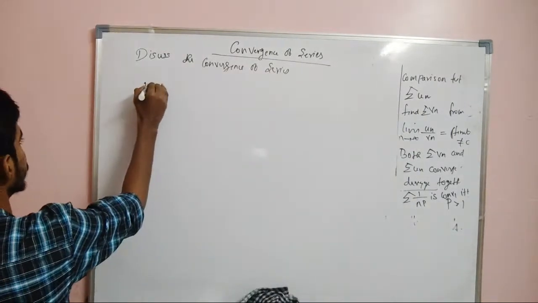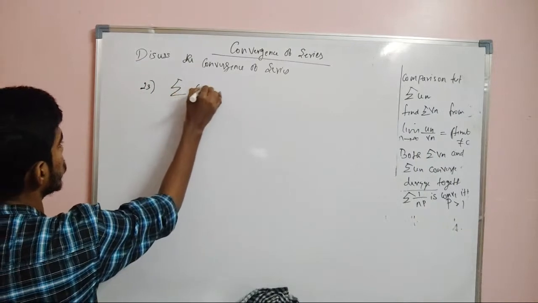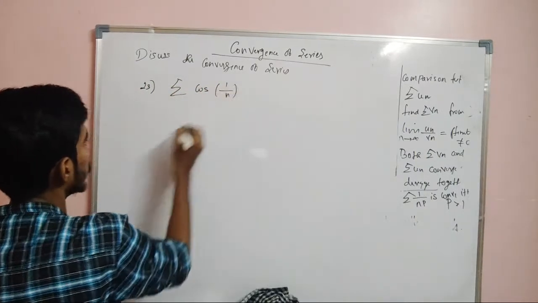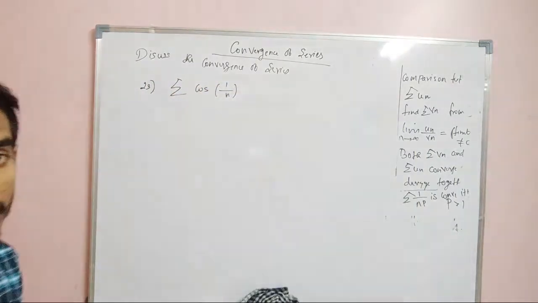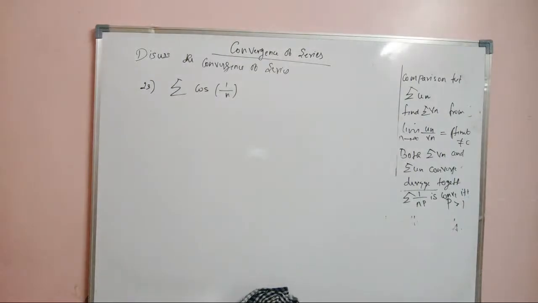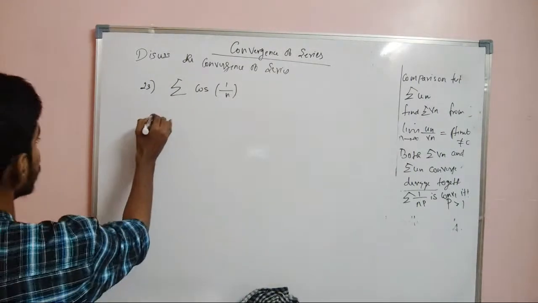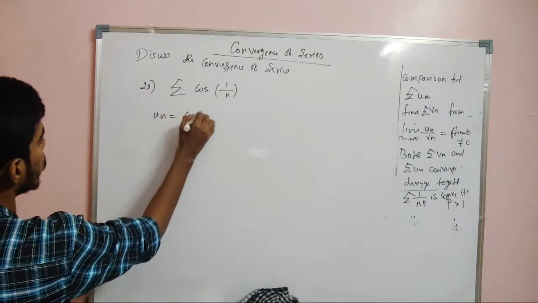So problem 23: summation cos 1 by n. We need to check whether this series is convergent or divergent. Now what is un here? Un is cos 1 by n.